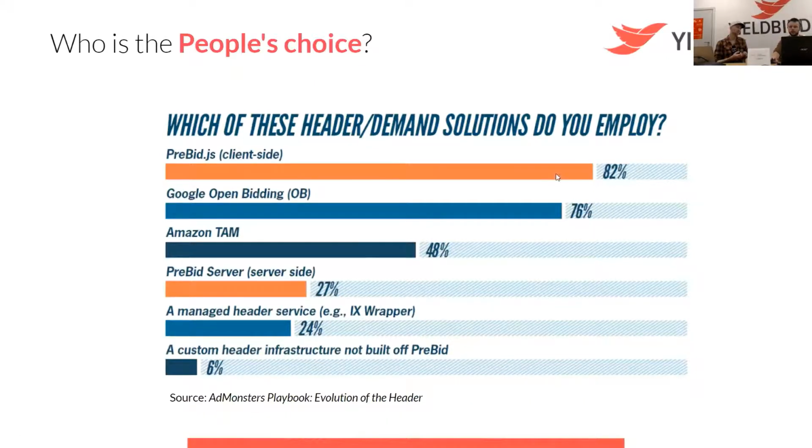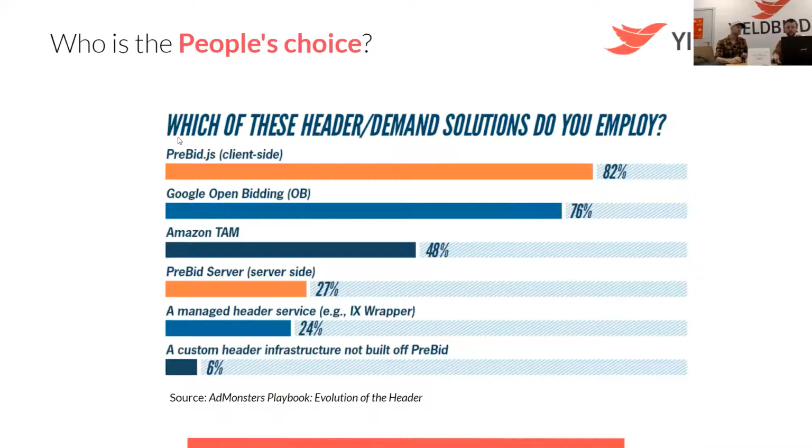Which of these header demand solutions do you employ? This is a survey from this year, so it's pretty fresh. The user group of publishers was pretty vast, as I recall, and you can see that 82% of publishers still employ client-side header bidding based on Prebid.js. So it's the most popular, but Open Bidding is in second place. Again, you cannot have it now if you don't have GAM 360, which is crazy expensive. So you can either work with a partner like Gilbert, or you can upgrade to GAM 360, but you have to evaluate if it will be good enough for you or not.